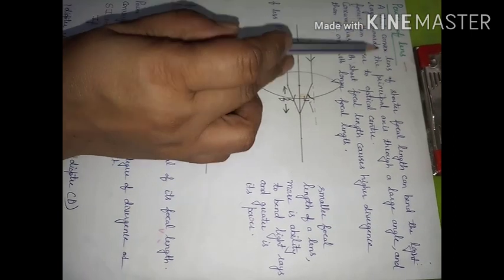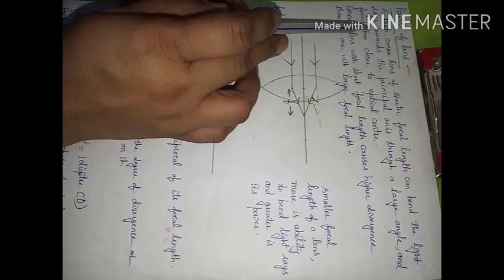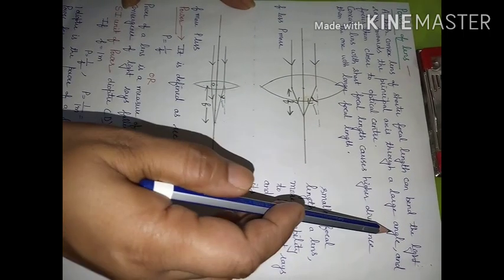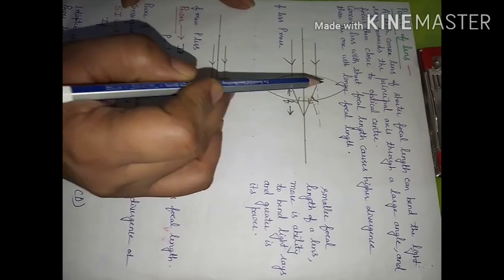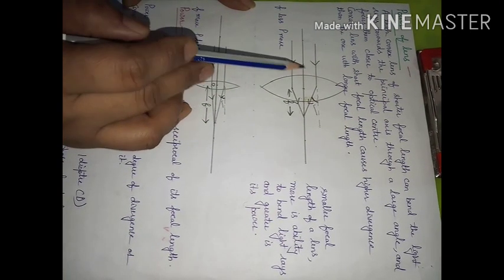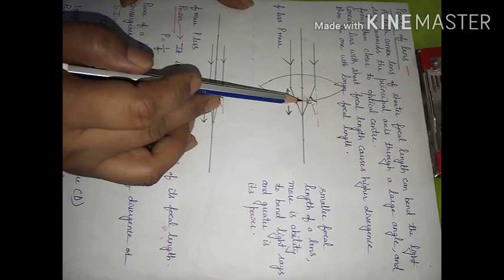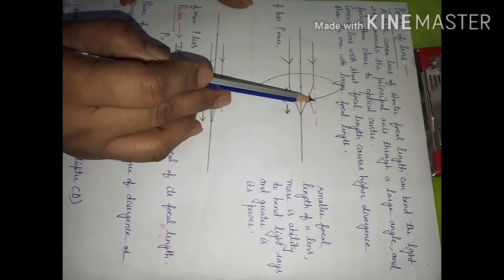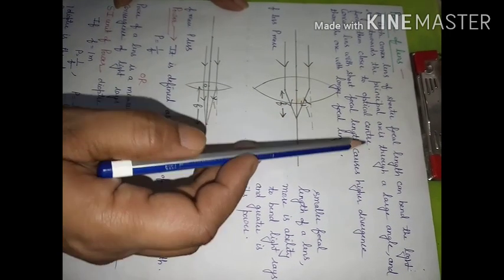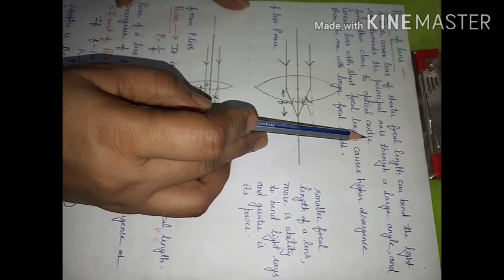So a thick convex lens has a short focal length and it can bend the light rays towards the principal axis through a large angle. This we are going to consider. This is a thick lens, this is a parallel beam of light, and this ray of light is bending by a large angle. Thick lens, short focal length, bending by a large amount. And in this case, bending will be through a large angle and focus them closer to the optical center.